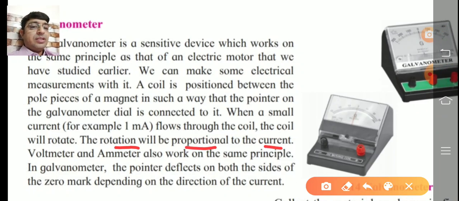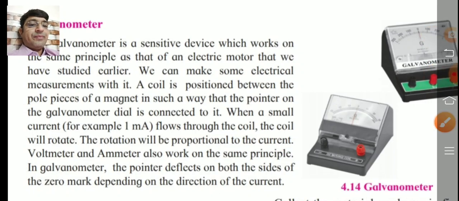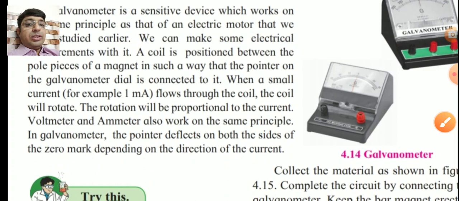What is the meaning of this? The more the current passing through the circuit, the more the rotation of that pointer in this galvanometer. The less the current passing, the less the rotation of that needle, because it is a very sensitive device. Even a very small current such as 1 milliampere passing through the coil, we observe deflection in this instrument. You are getting? Next. Even voltmeter.